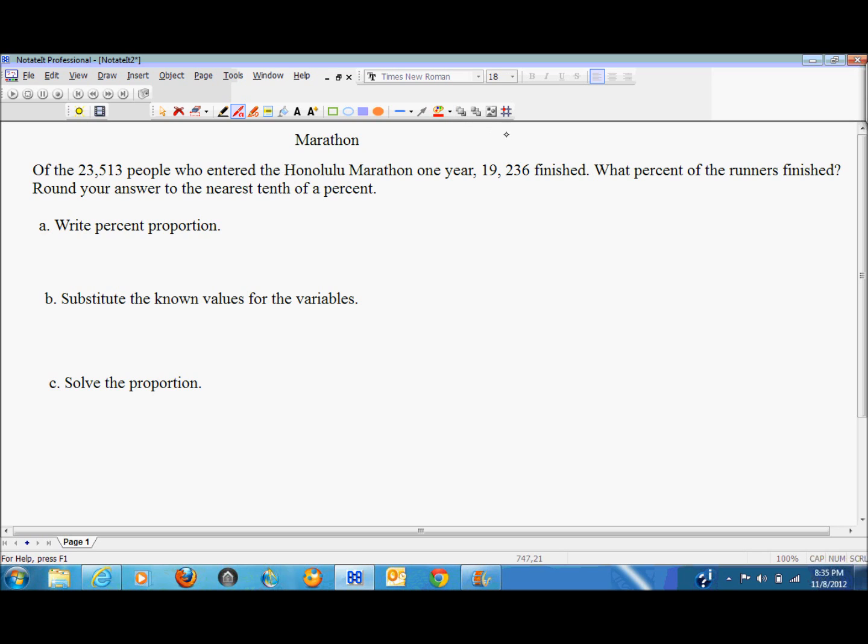So, what we're doing, as soon as I get something comfortable to write with, so we have 23,513 and then 19,236. So we want to write our percent proportion, and as we know, this percent proportion is A over B, and that's going to equal P over 100. Well, now let's substitute our known values.